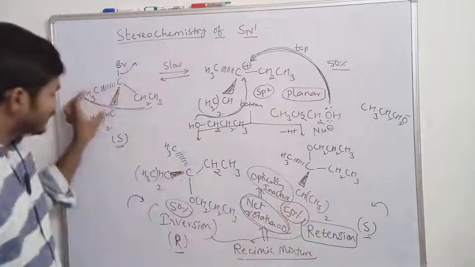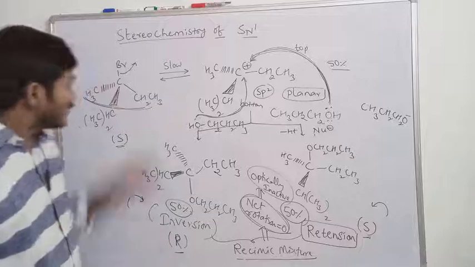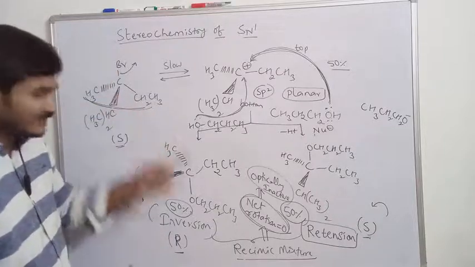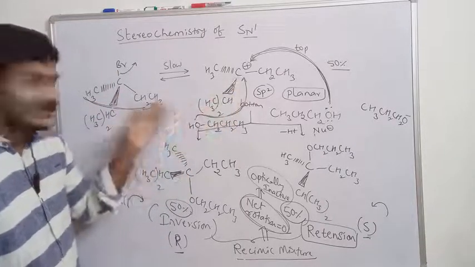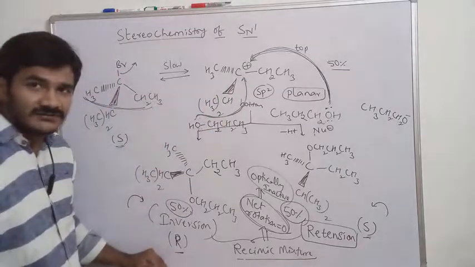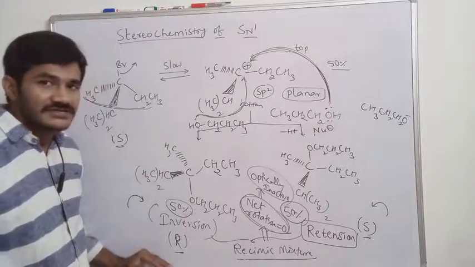If the molecule has changed its configuration, meaning the nucleophile is opposite to the leaving group, as it is attacking from the bottom side, we get the inverted configuration. This is said to be inversion.